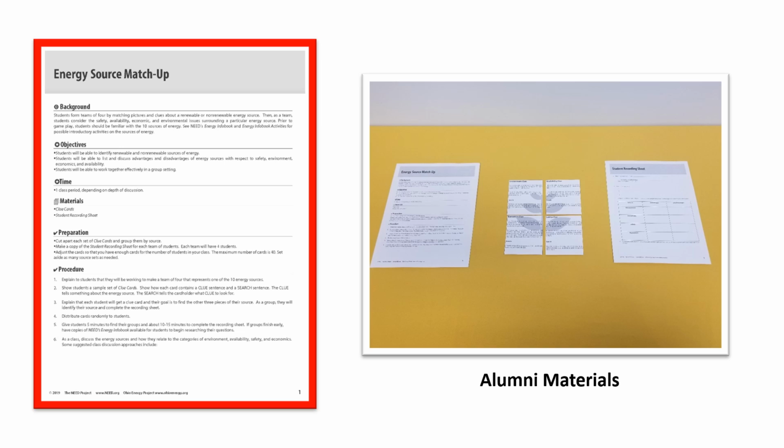Once the student groups are found and formed, groups will fill out the student recording sheet. Each team will answer some additional questions, complete the table, and list their source of energy advantages and disadvantages that relate to the 4 categories.